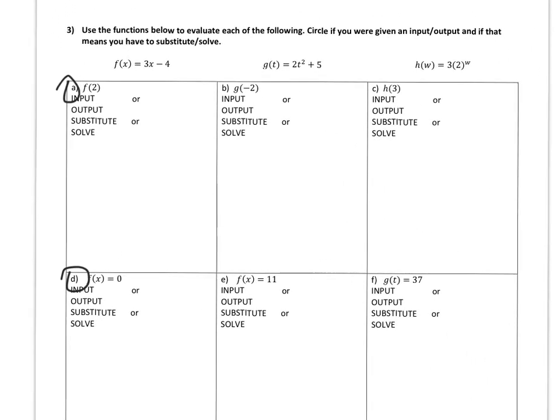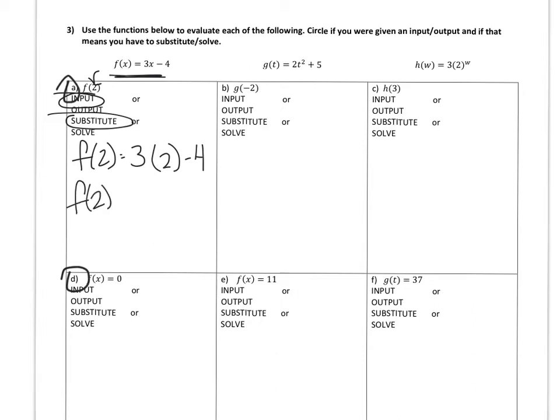First thing, f of 2. Since 2 is in the parentheses, it's got to be an input, and when we have an input, we are substituting into the function. It says f of 2, so that means it's function f, which is this function right here, and we're plugging in 2. Whenever I see an x, I'm going to replace that with 2. And then I'm just going to simplify.